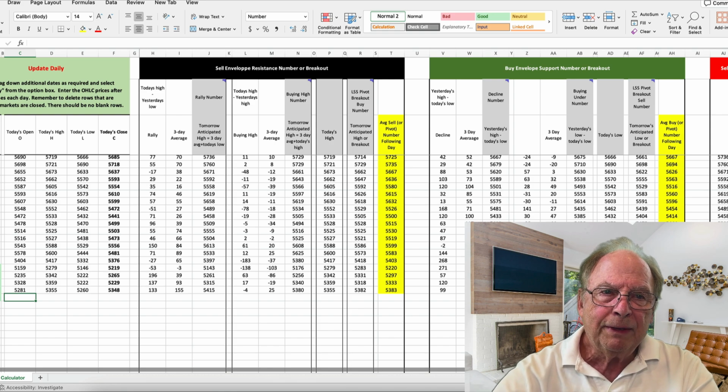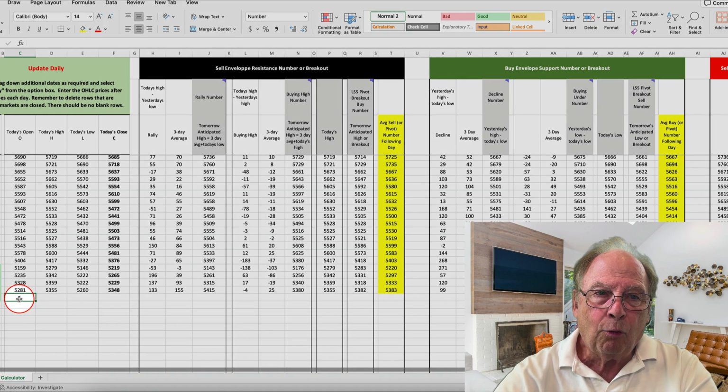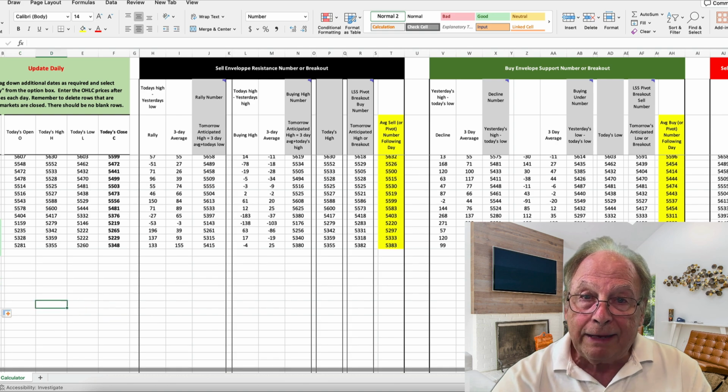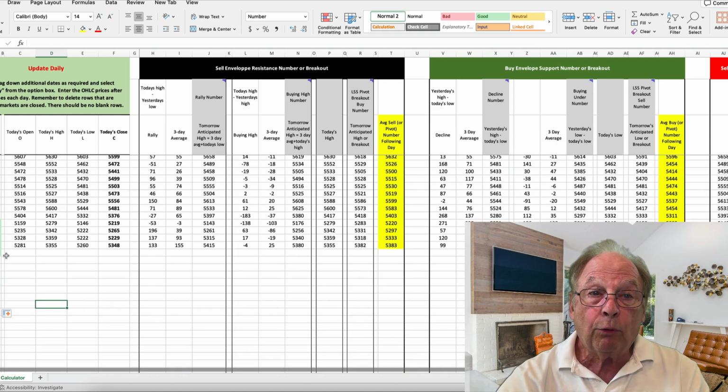All you do is enter the open, high, low, and close in the rows where I'm pointing to over here. These rows here, open, high, low, and close for the day, and dates fill in automatically in the calculator. All I have to do is put in open, high, low, close, and I'm going to do that for Friday. I'm going to show you how I do it.